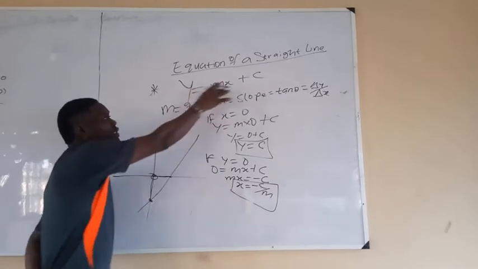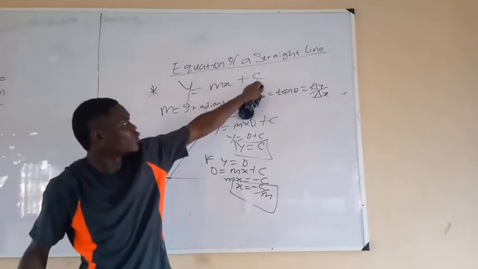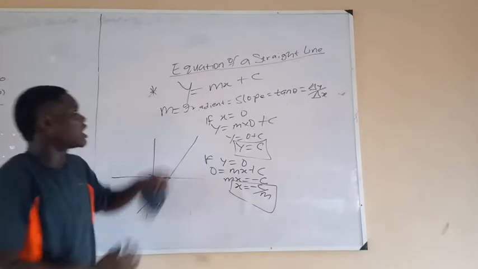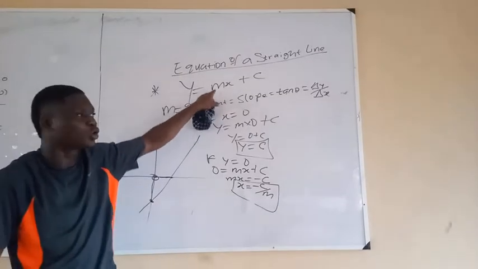So whenever you are given a straight line of this form, just do the negative of this divided by this, and we get the intercept on the x-axis. That's for the first form of writing the equation of a line.